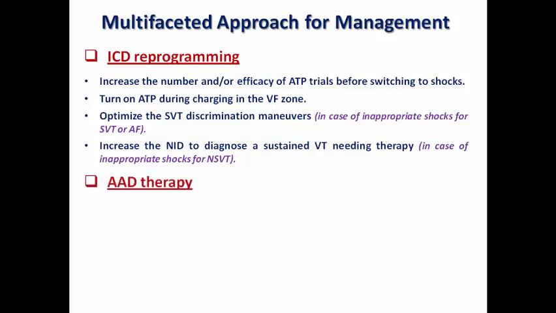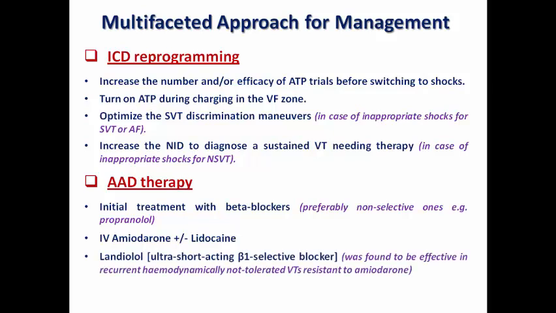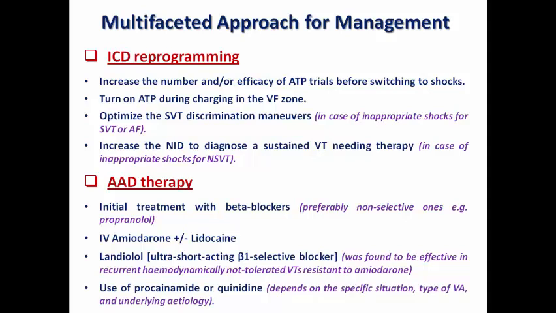We need to start immediately antiarrhythmic drug therapy, starting with beta blockers, preferably the non-selective ones like propranolol, and then we use IV amiodarone plus or minus IV lidocaine if the patient is not controlled on amiodarone. Landiolol is an ultra-short-acting beta-1 blocker which was found to be effective in case of recurrent hemodynamically not tolerated VTs resistant to amiodarone. And the use of procainamide or quinidine depends on the specific situation, type of ventricular arrhythmia, and the underlying etiology and mechanism.